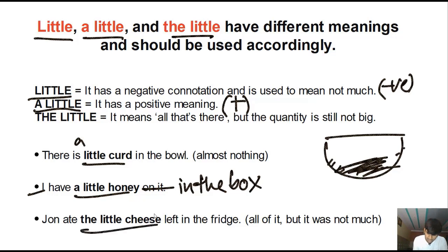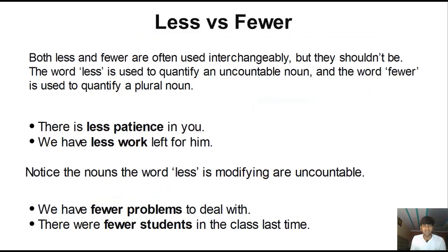John ate the little cheese left in the fridge. The little, whatever the quantity that was left, but again it was not too much. The little cheese, whatever the amount that was there, but the amount was not big. Okay. All right. Now, the difference between less and fewer.